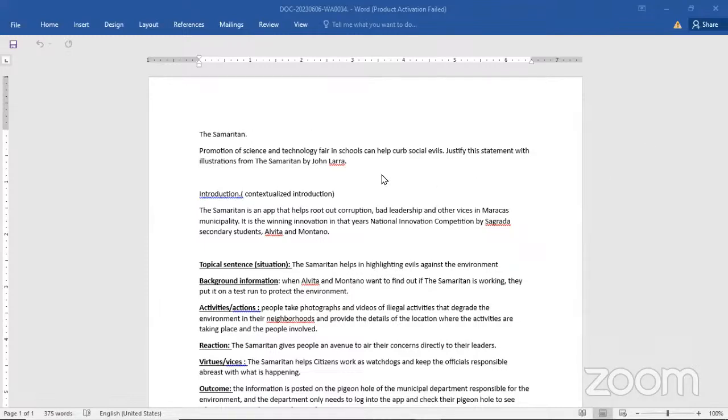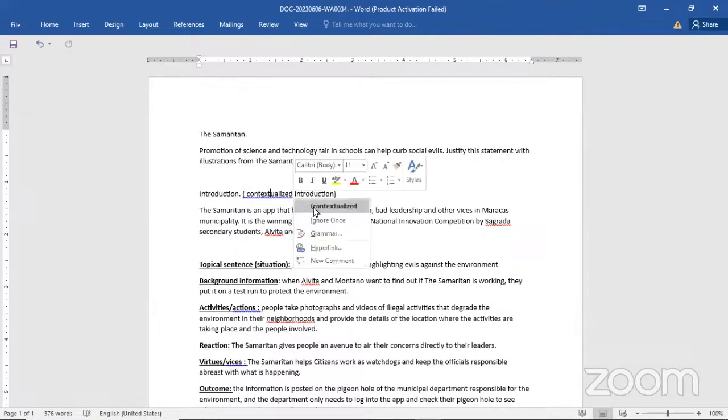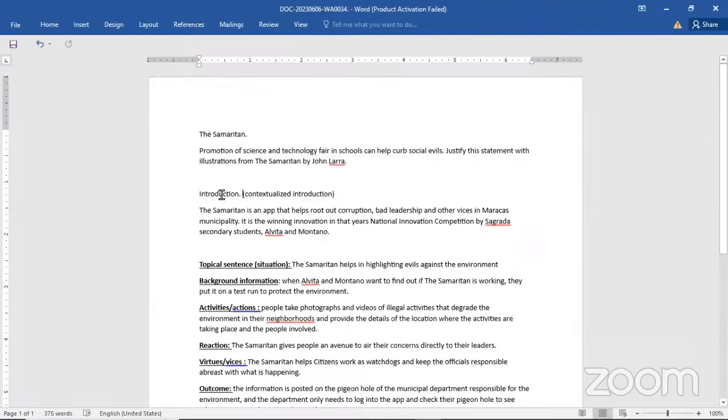So the introduction, for example, in this case, I decided to go with a contextualized introduction. So the question: promotion of science and technology fair in schools can help curb social evils. Justify this statement with illustrations from the Samaritan by John Lara. So here's the introduction.